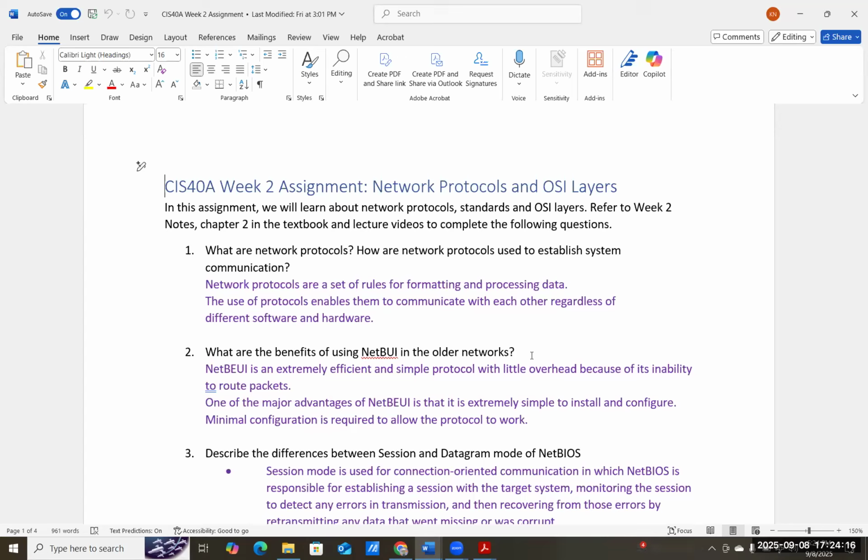The use of protocols enables them to communicate with each other regardless of the software or the hardware that you use. So if you use an IBM system, an Apple system, a Windows system, or a Linux system, a lot of the protocols are standardized for cross-platform and cross-software use, whether an operating system or an application. So protocols allow us to do that.